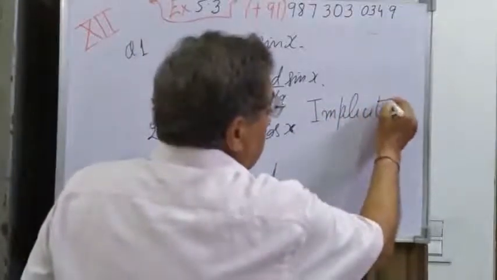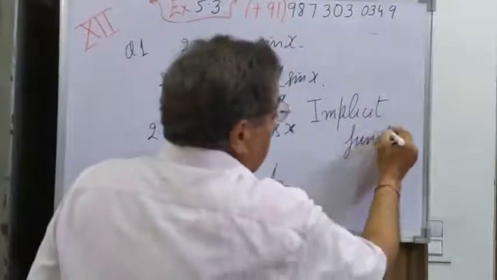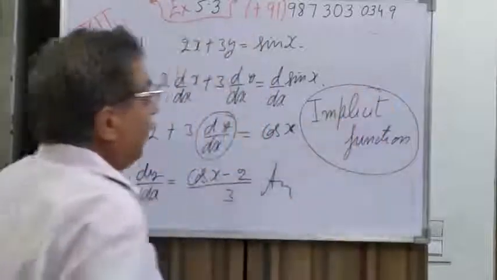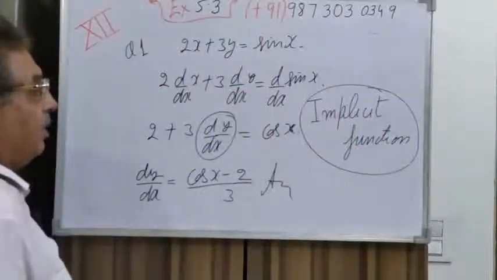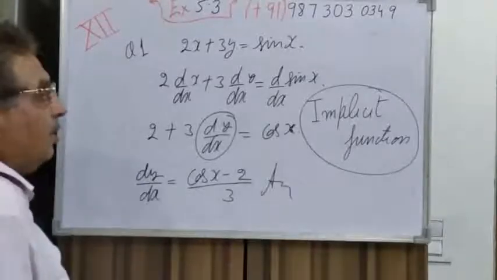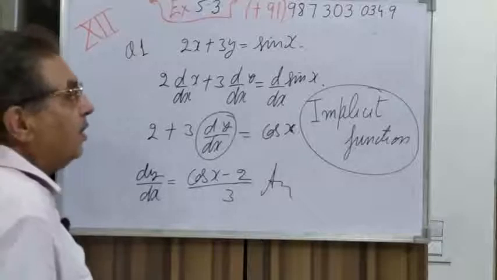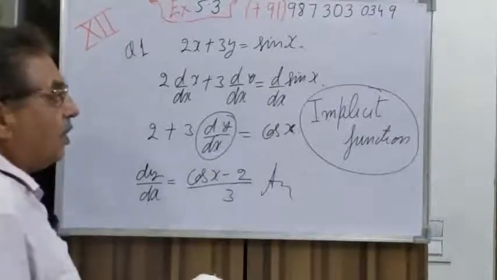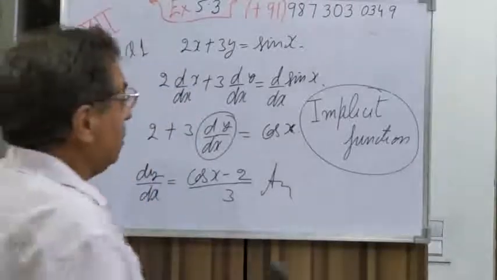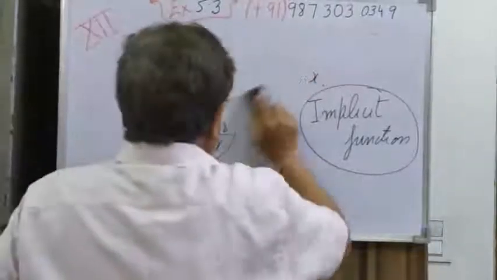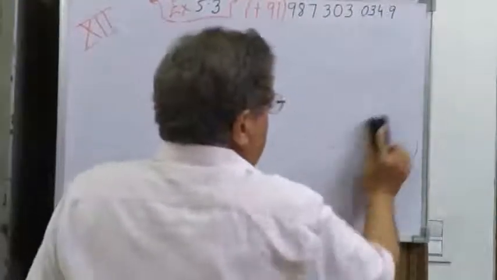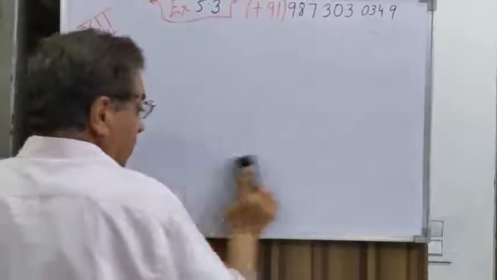Implicit functions mean x and y are found in many terms. Y will be in many terms, instead of only one y on the left hand side, lying in many terms of the quotient. So such functions are called implicit functions. So let us go for the next question, one more question on implicit functions.